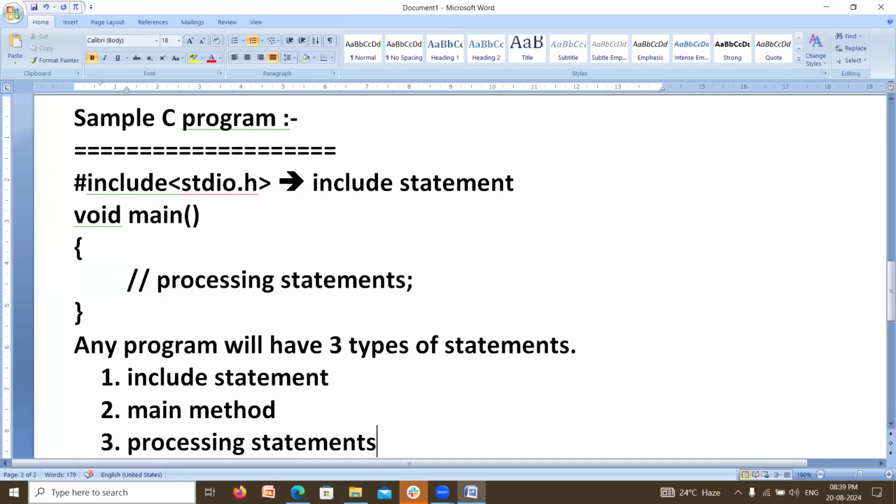Right? Friends, note this. I will explain each statement once again. What is include statement? What is main method? What is processing statements? I will explain. First, note down the sample C program.